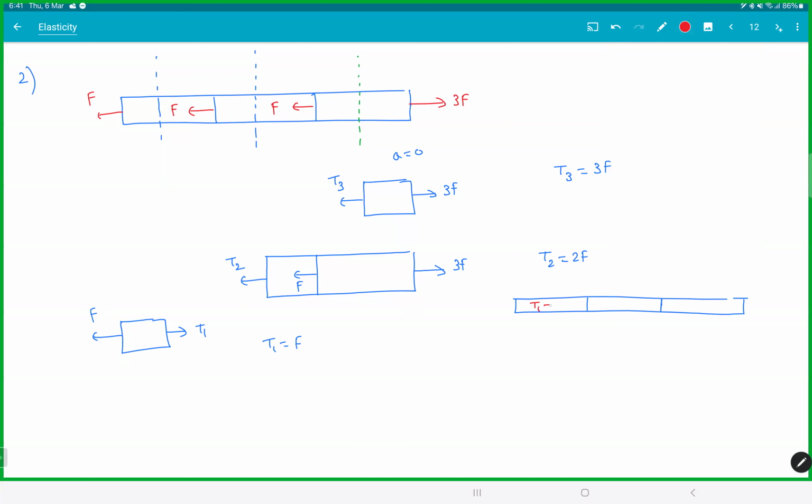Here the tension T1 is F. Here the tension T2 is 2F. Here the tension T3 is 3F. So each section has a different tension.